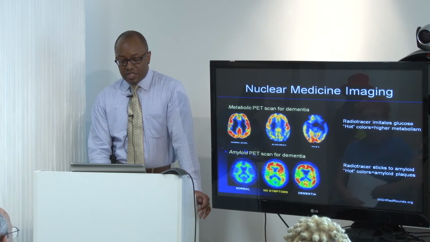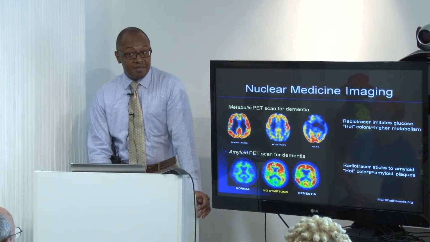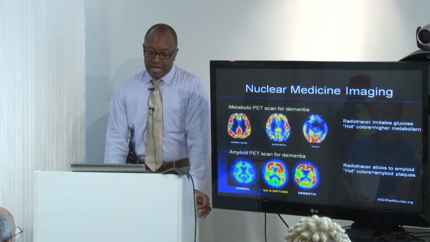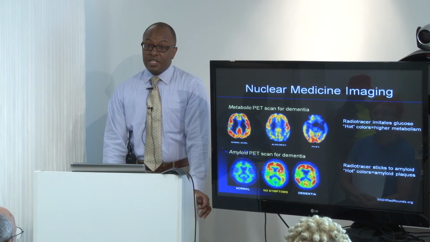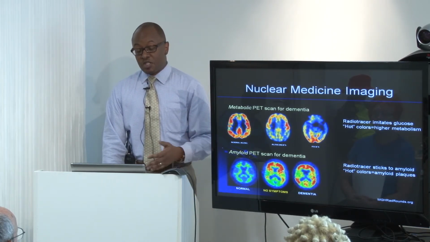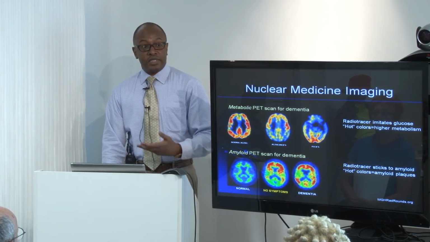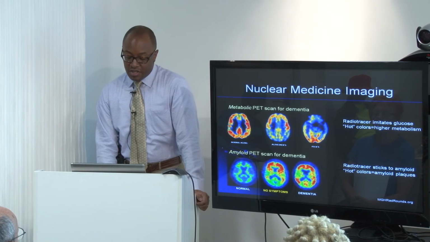But the real power of this may be in the patient in the middle, where this is an individual who does not have dementia, actually does not have any cognitive symptoms, and yet has a lot of amyloid accumulation, which means that this person is at risk for developing dementia. This person probably has Alzheimer's disease and is at risk for developing the end consequence of Alzheimer's disease, which is dementia.